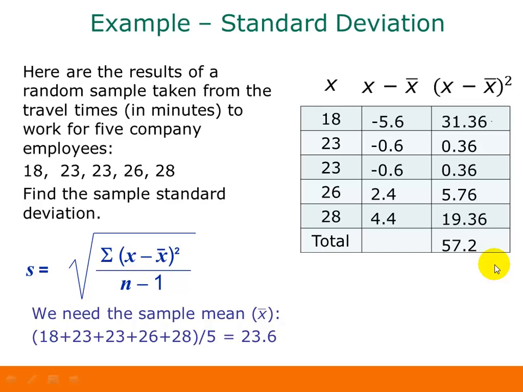Then to complete our formula, we take 57.2, divide it by n minus 1, our n was 5, so we're actually dividing 57.2 by 4, and then we take the square root of that value. That gives us 3.8, and that is our sample standard deviation.